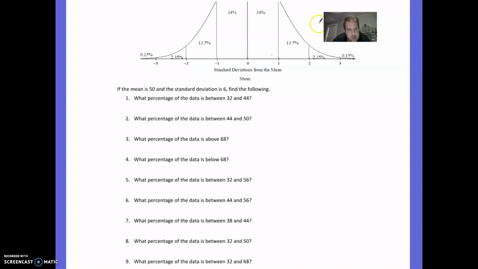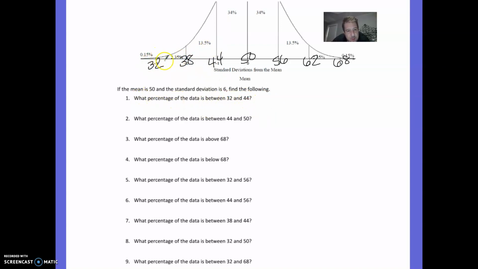These questions are just practicing the same thing. So I'm going to go to this question. If the mean is 50, so I'm going to do the same beginning steps, and the standard deviation is 6, that's going up by 6s, and then up by 6 again, then up by 6 again. I'll do the same thing going down by 6. Down by 6 would be 38, down by 6 again would be 32. What percentage of data is between 32 and 44?